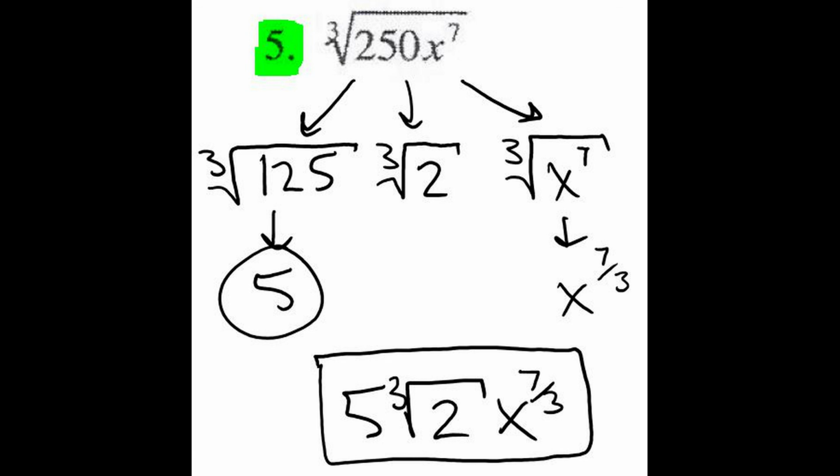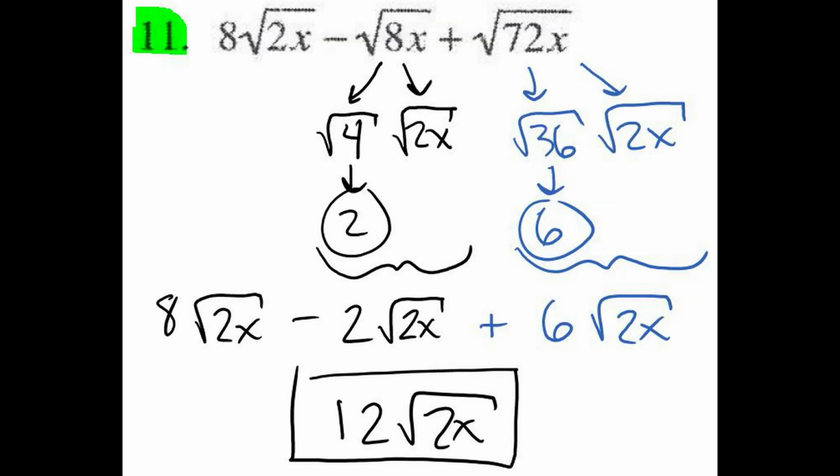That's exactly what we got. All right, let's skip down to number 11. Okay, 11 has 3 parts to it, and what you want to do here is just reduce all the radicals best you can, and if at the end they have the exact same radicals, you can combine them. So the first one is 8 times root 2x, the square root of 2x.